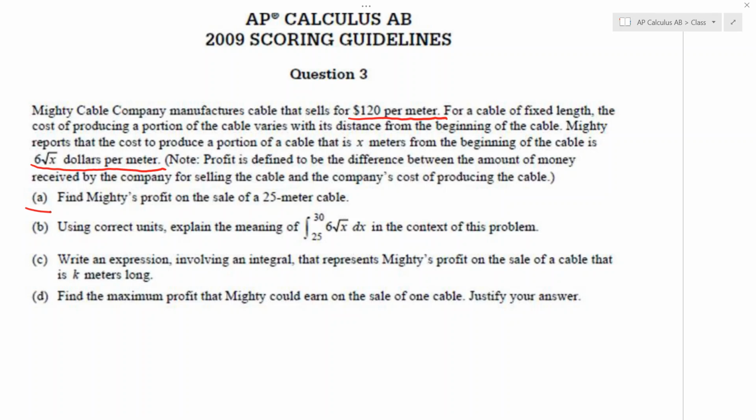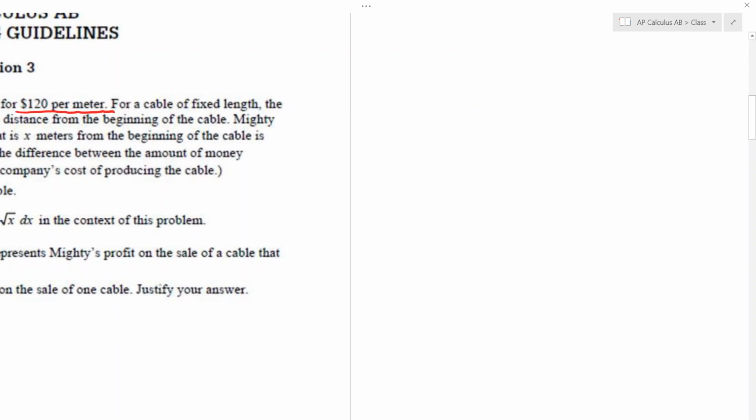Well, how much money it brought in is easy. You made a 25-meter cable. So for part A, how much money are we bringing in? 25 times 120, minus how much did it cost to make this cable? That's just in dollars, so it has to be the integral of that thing.